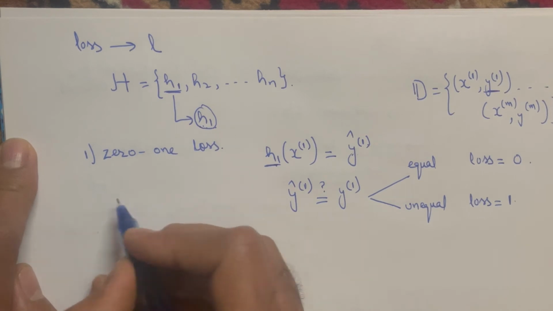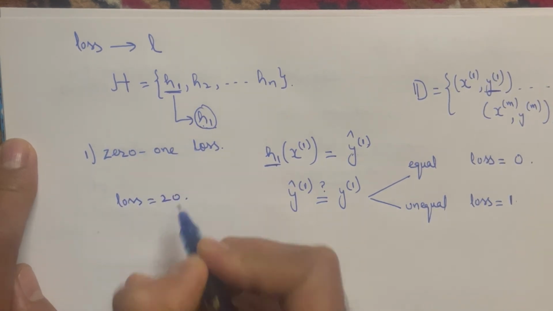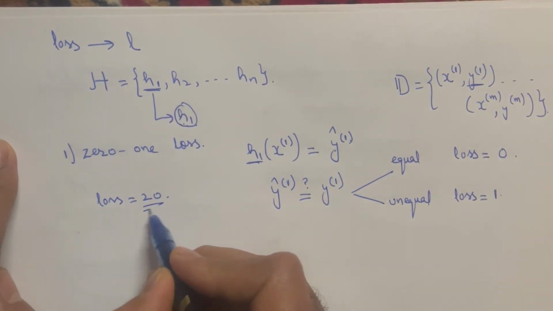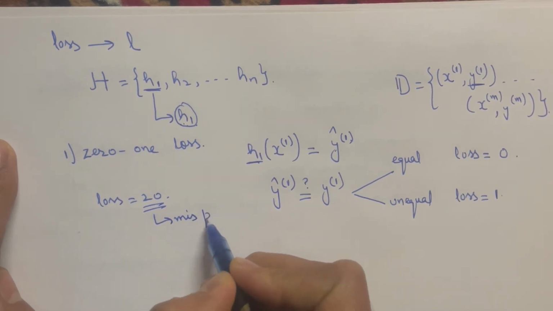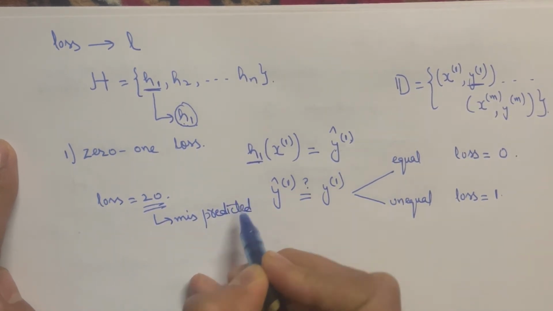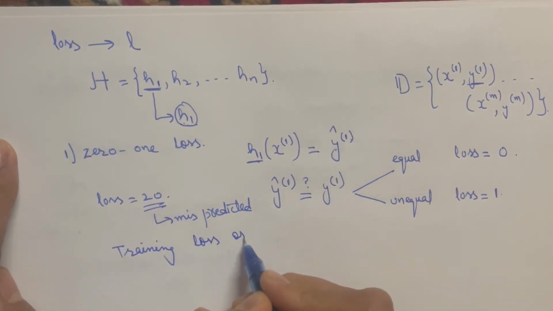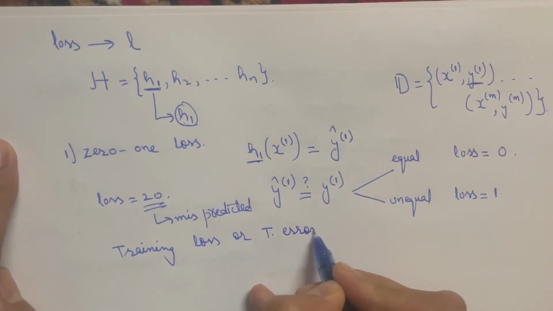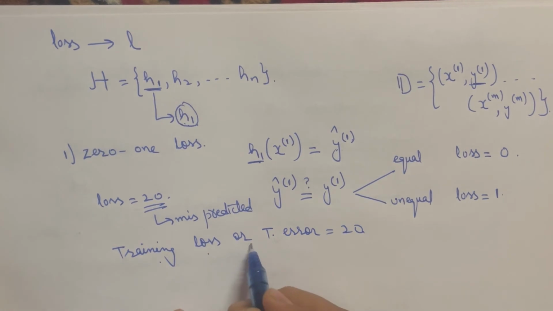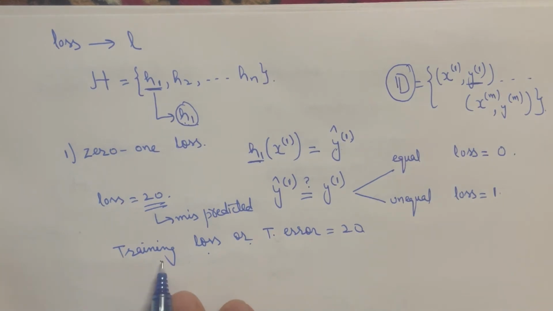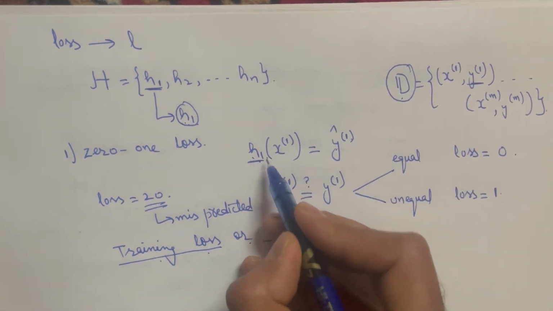So let's suppose the loss is equal to 20. What does it mean? It means that out of m examples, 20 are mispredicted. Or we also say that the training loss or training error is 20. But why training loss or training error? Because we are checking on the training data set. That is why it is also called a training loss or training error. The error that comes on the training data is called a training loss. So h1 is giving this loss.